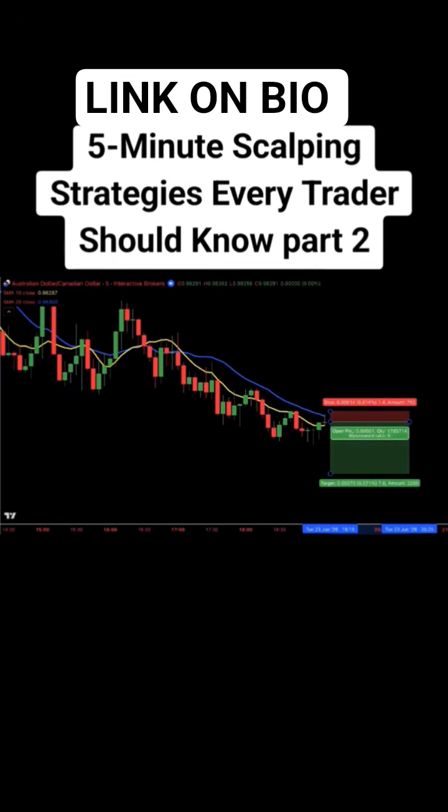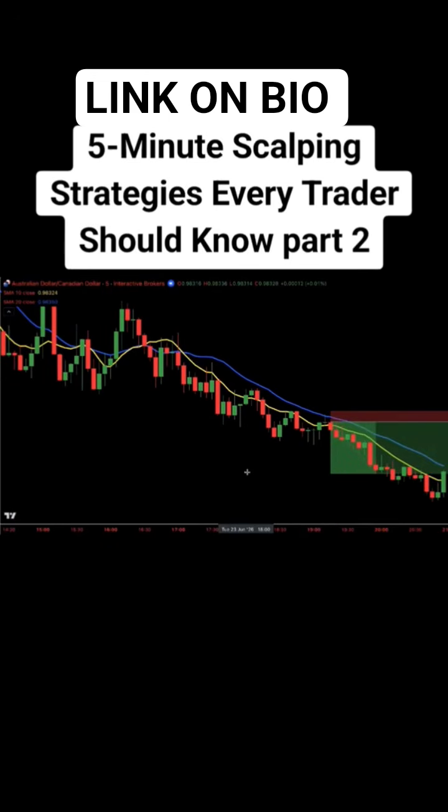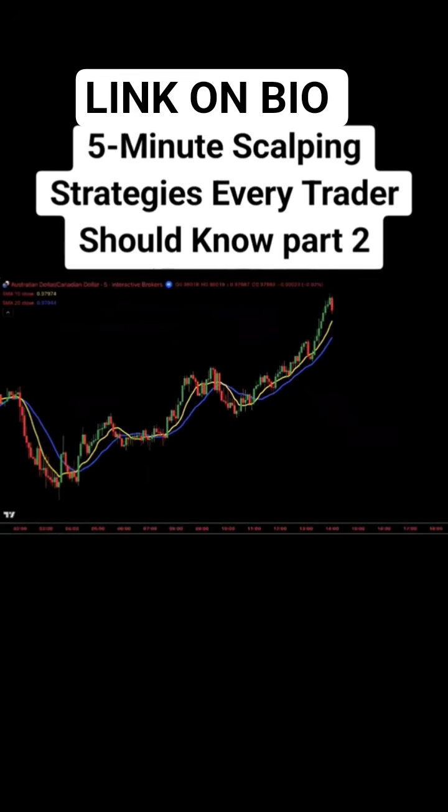Now, look at what happens next. As you can see, the market continues moving lower before eventually closing above the 10 simple moving average. That's where we exit the trade. This setup produced an excellent 1-to-5 risk-to-reward ratio. Take a look at this chart example.